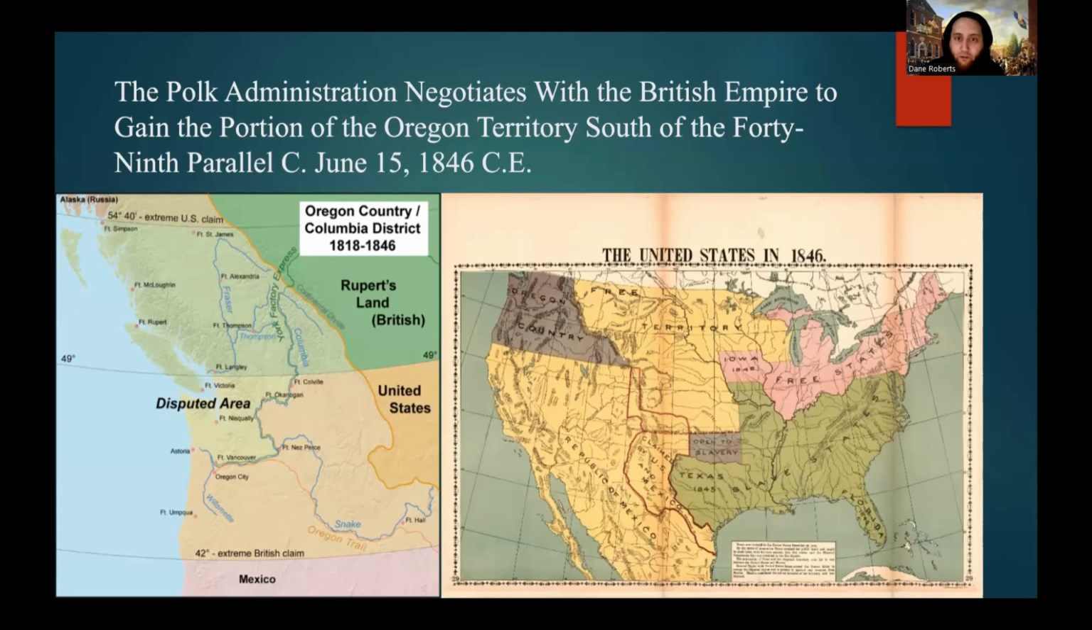At the same time, the Polk administration was successfully negotiating with the British Empire to gain the portion of the Oregon Territory south of the 49th parallel on June 15, 1846 CE.